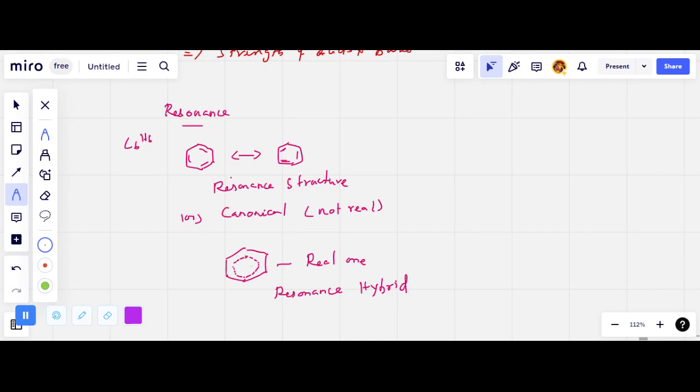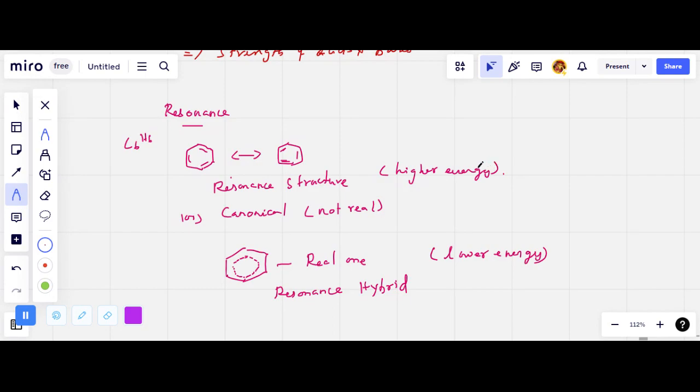The resonating structures are actually hypothetical and have no real existence. The energy of the actual structure, or resonance hybrid, is lower than that of the canonical forms. So it has a lower energy, and the canonical structure has a higher energy.